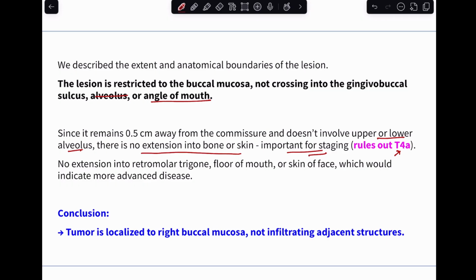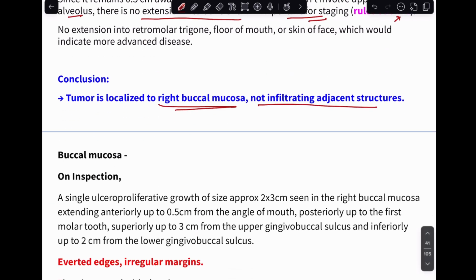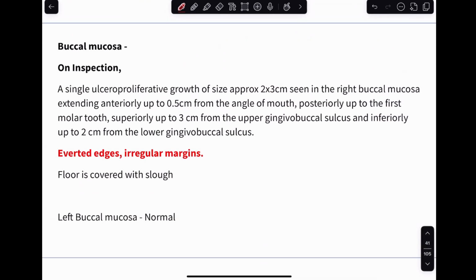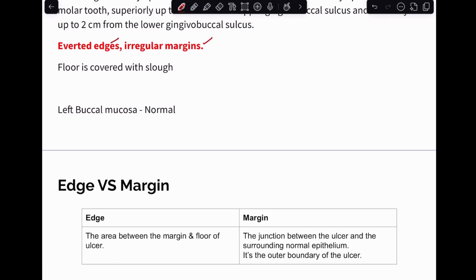So a conclusion from the extent of the tumor that we have just noted over here is that the tumor is localized to the right buccal mucosa and it is not infiltrating the adjacent structures. Moving on to the next point. The ulcer has everted edges and irregular margins. So here we need to know what is an edge and what is a margin of an ulcer.